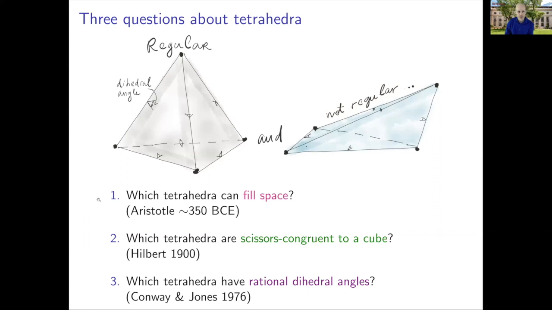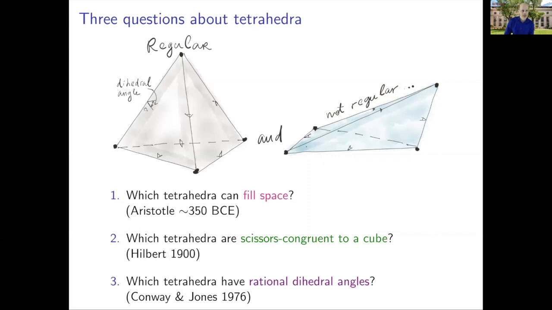The first problem is about filling space with tetrahedra. The second one is about cutting up tetrahedra and reassembling them into a cube. And the third one is about what are called dihedral angles. Dihedral angles are the angles that are formed. Well, di means 2 and hedral means side. So it's the angle formed by 2 sides of a tetrahedron.